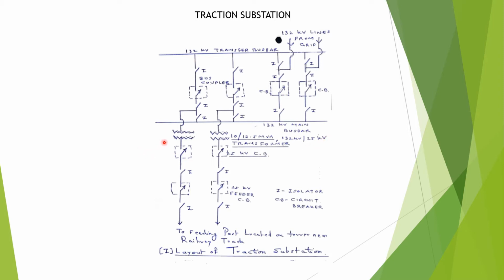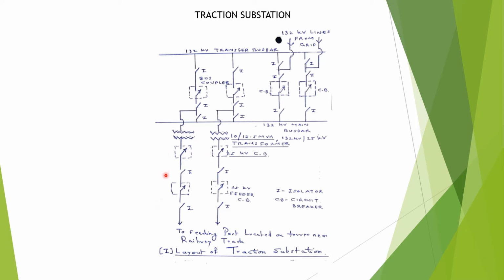Now there are two transformers here, transformer 1 and transformer 2, and normally one transformer is under operation. The other is in standby mode. If this transformer fails, then you can switch on the supply through the second transformer. After that, the 25 kV AC is passed through.